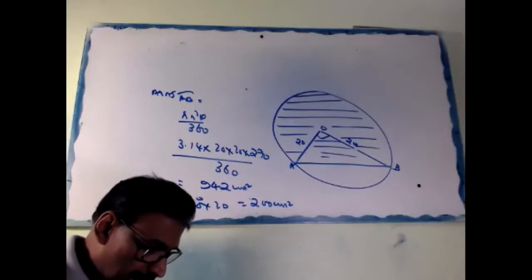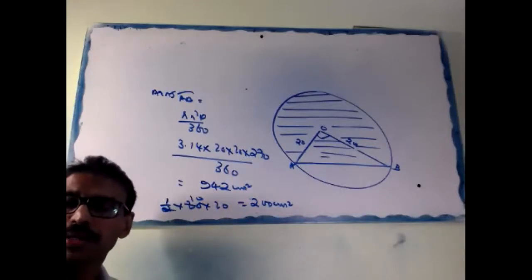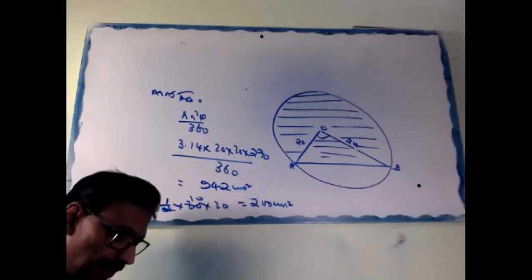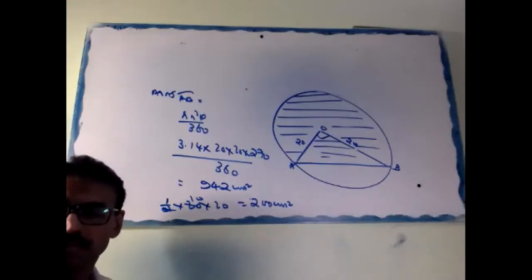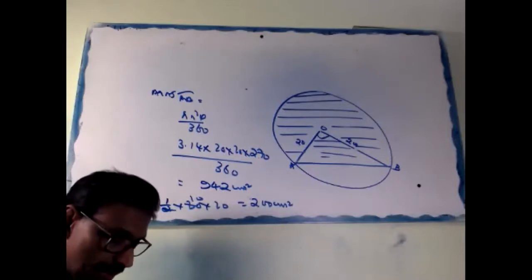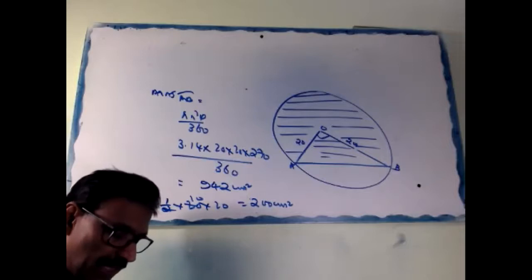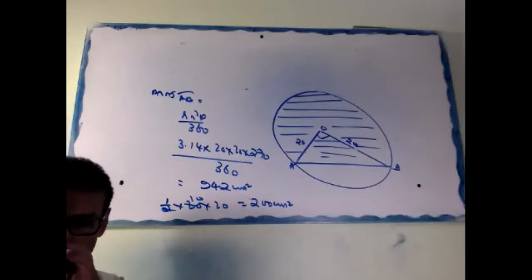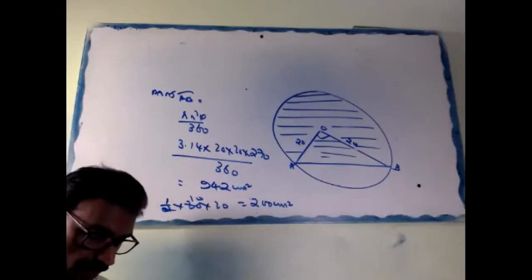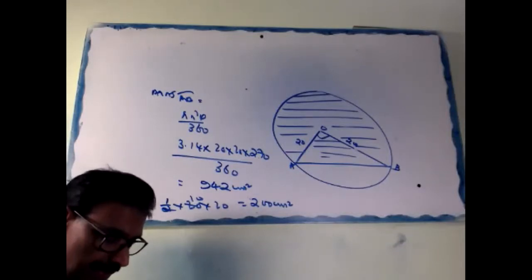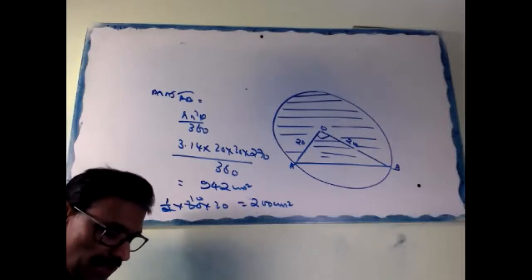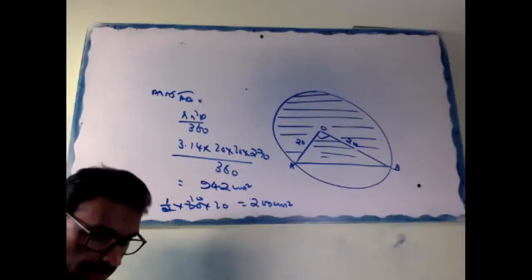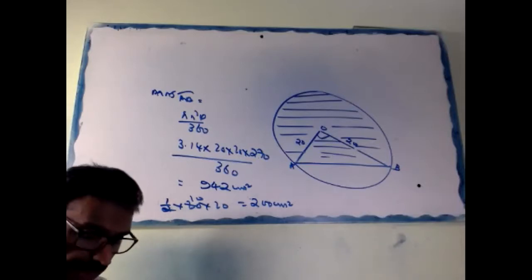What's the question? Listen here. A chord AB of a circle of radius 14 centimeter makes an angle of 60 degree at the center of the circle.